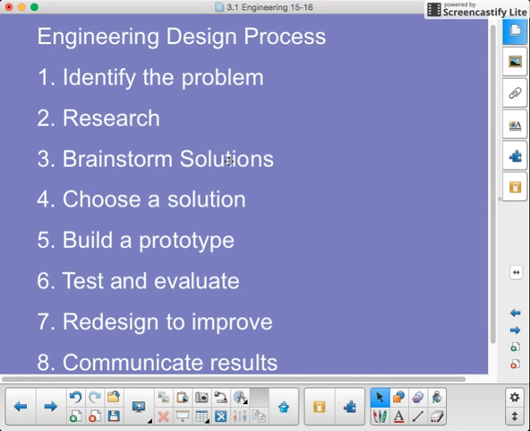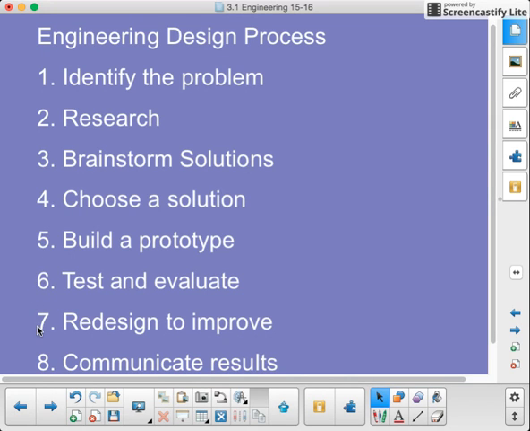Something that doesn't seem like a good idea at the time might turn out to be your best option in the end. Step 4 is to choose a solution from your brainstorming list. Step 5 is to build a prototype. That's the first version of your product. Step 6 is to test and evaluate your prototype.